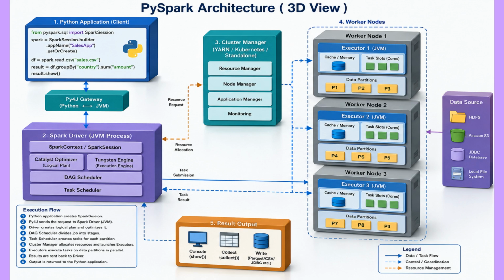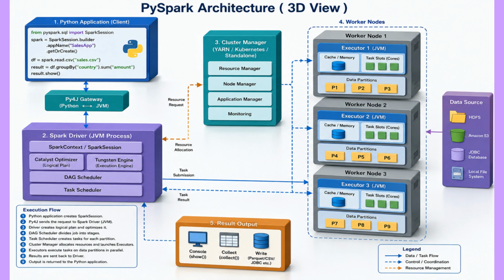Shuffle operation. Certain operations require data movement between executors. These operations include group by, join, distinct, order by, and reduceByKey. This process is called shuffle. During a shuffle, Spark redistributes records so that related data is grouped together on the same executor. Although shuffle is necessary for many analytics operations, it is one of the most expensive operations in Spark because it involves network communication and disk I/O. Optimizing shuffle operations is critical for improving Spark performance.